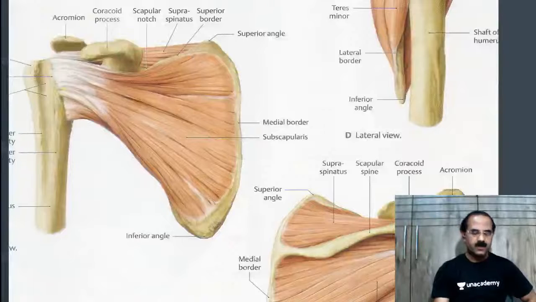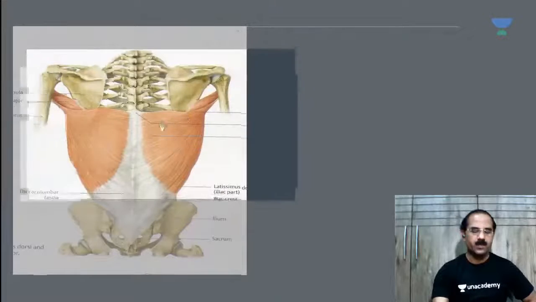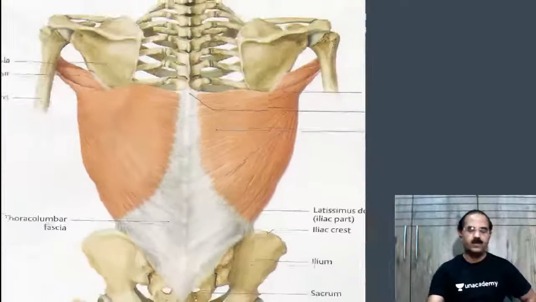Now see this slide and tell me, what is this aspect of the scapula? What is this aspect? Where are we looking this from? This we're looking from the back side, right? This we're looking from the back side. And what is this big muscle?